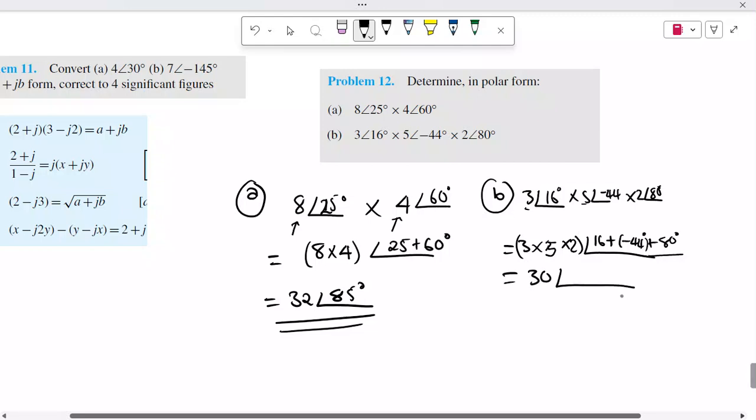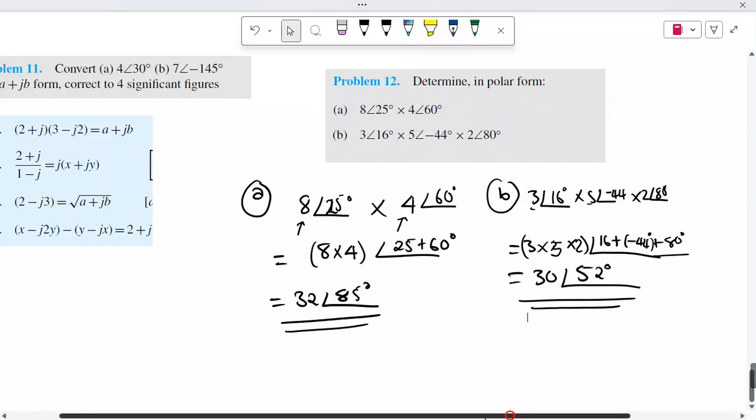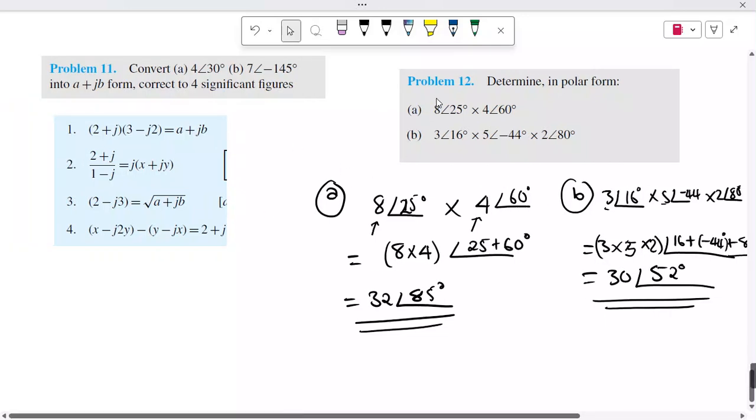Then you have 16 minus 44, which is negative 28, plus 80, and you get 52 degrees. So this is how you multiply complex numbers in polar form. This is pretty straightforward. You just multiply the magnitudes and add the angles.